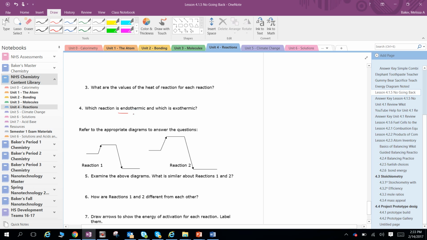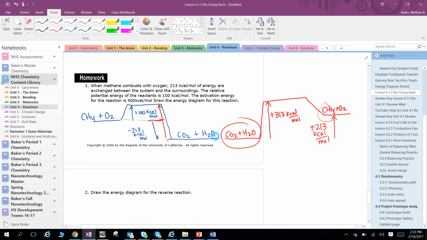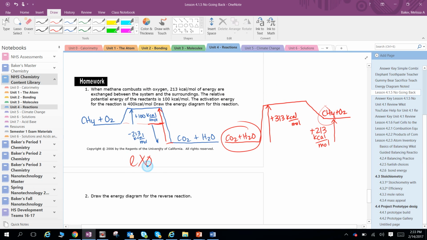And now let's look at which one is endothermic and exothermic. This first one is exothermic because anytime you've got the products where they're lower in energy than the reactants, that means the process released energy. And the opposite, if the products are higher in energy, then it's going to be endothermic.